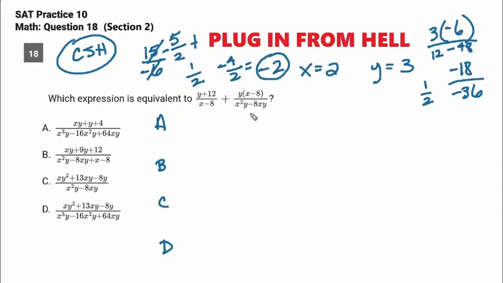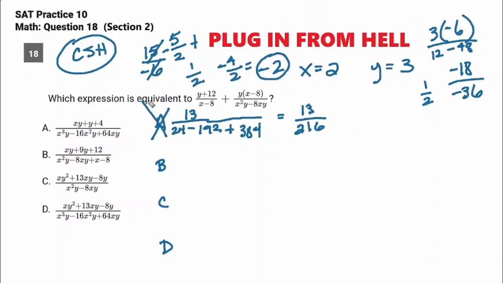X times y, that's 6, plus y, that's 9, plus 4, that's 13, over x to the third is 8, times y is 24, minus 16 times 4 times 3. Obviously, calculator math, 192 plus 64 times 6. More calculator math, 384. All right, 24 minus 192 plus 384. That's 216. So this is 13 over 216. You don't need to do anything else. It's obviously not negative 2.